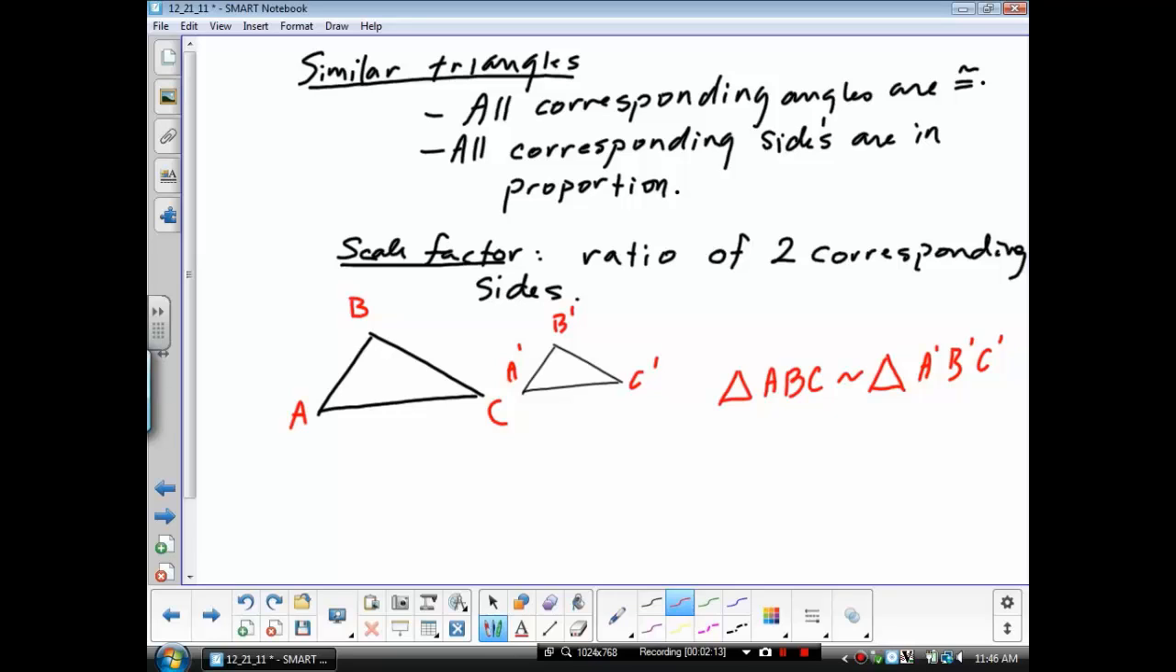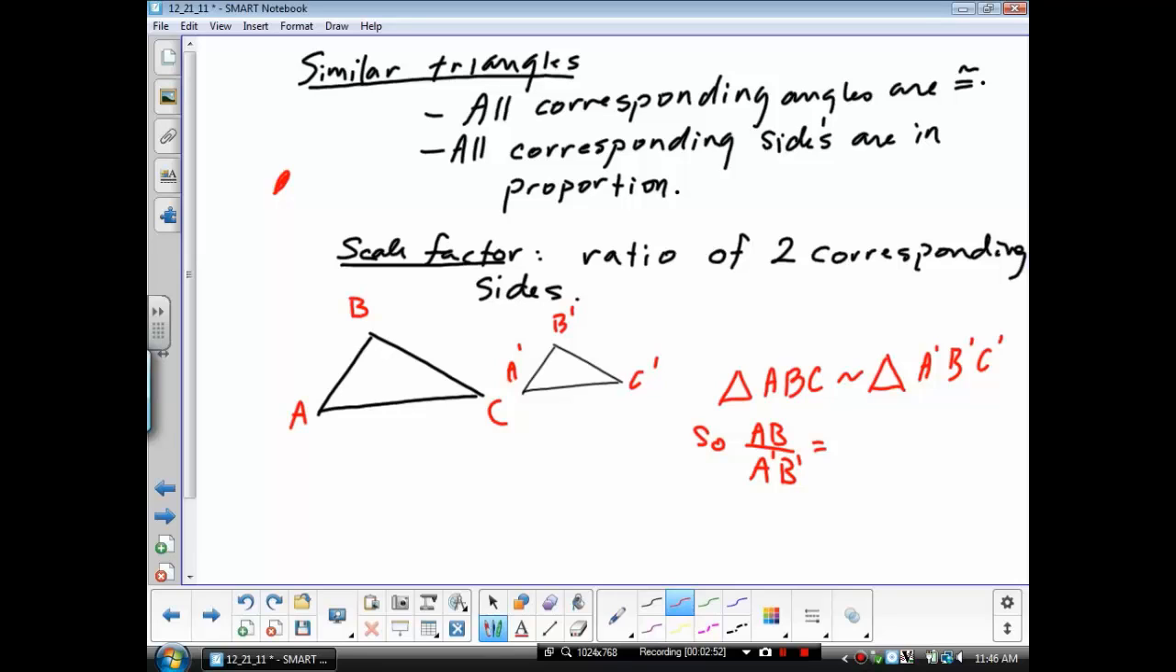This tells you that angle A corresponds to angle A prime, B corresponds to B prime, and C corresponds to C prime. You also can set up your proportions. You know then that all the corresponding sides are in proportion. So AB will be to A prime, B prime. The prime is a little symbol, kind of looks like an apostrophe, but it actually is more or less that shape.